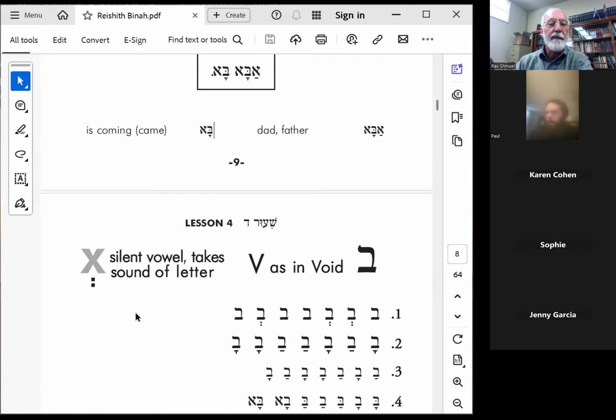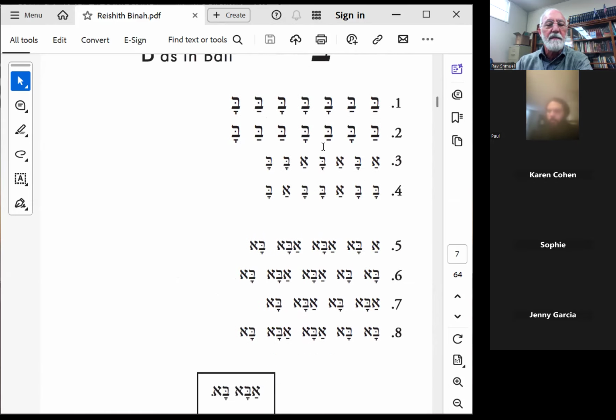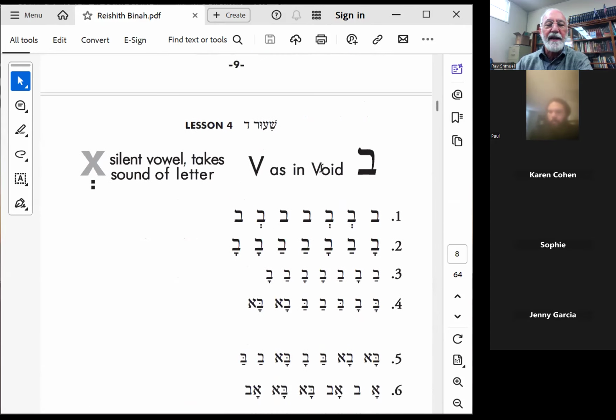Now, as we said, this letter with that dot in the middle is a b. You take that dot out, that dagesh out, it's a v. And again, I know that we've got some Spanish speakers here, and the B in Spanish is a soft one. So you see, it's almost between a B and a V. Okay. We also have this vowel. It's a silent vowel. So when you see this under a letter, all you do is enunciate the sound of the letter.